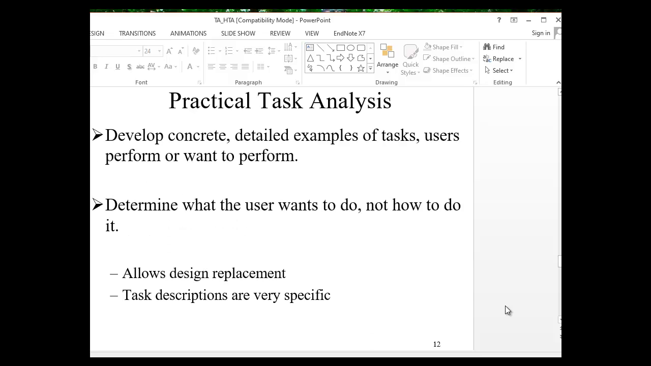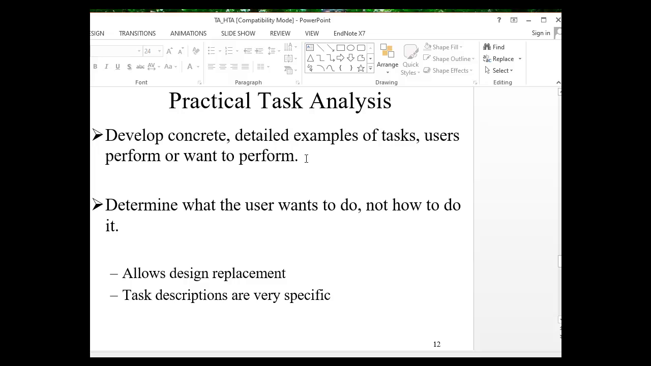Okay, so practical task analysis. Practical task analysis means developing concrete, detailed examples of tasks the user performs or wants to perform. In the first bullet, I have included that we must collect all information about the task and note down clearly the objective, the goal of the task the user wants to perform.